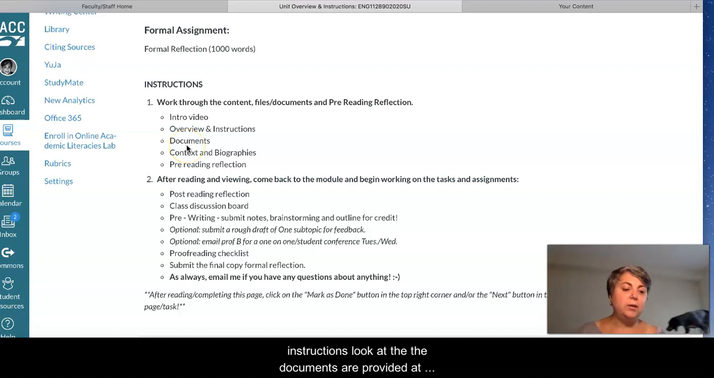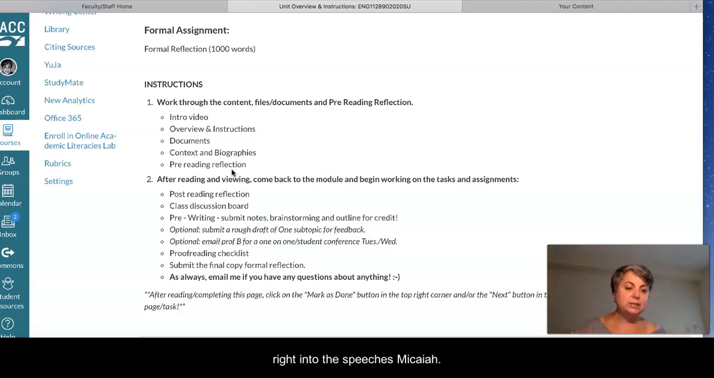Look at the documents I've provided, especially anything relating to context for the speeches. Make sure that you pay close attention to the context and the biographies of our authors. That really helps prepare you before you jump into the speeches. And then take like 15 minutes to do the pre-reading reflection. It's of course informal. I think it's worth 5 or 10 points, but all of this really, again, helps to prepare you before you jump right into these speeches, okay?